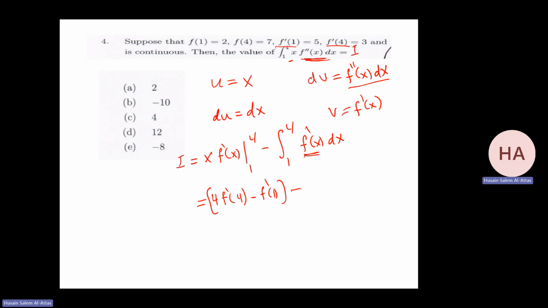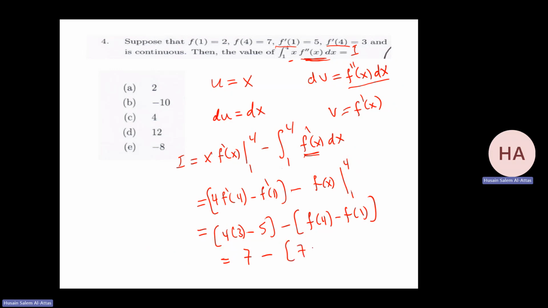But let me, before that, do this integral. What's the integral of f prime? That will be f of x only from 1 to 4. So let me substitute. For f prime at 4, this is 3. F prime at 1, it will be 5. Minus, what is this? F of 4 minus f of 1. That will be what? 12 minus 5, that is 7, minus, f of 4 is what? 7. F of 1 is 2. That will be 7 minus 5, which is 2. And that will be the answer.